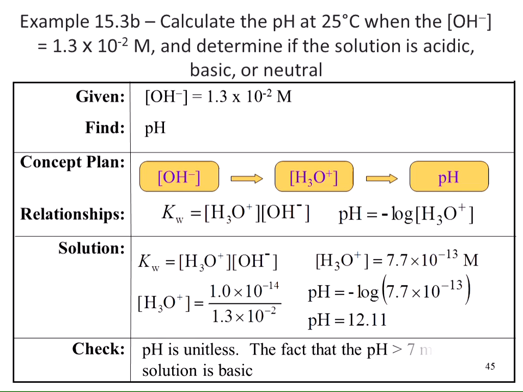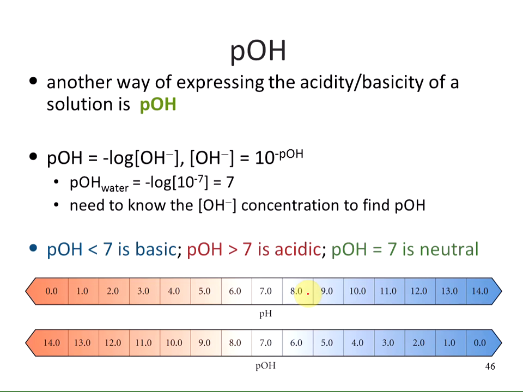And remember, the pH is unitless. So because the pH is greater than 7, this means that the solution is basic. Now pOH is just another way of expressing the acidity or basicity of a solution.